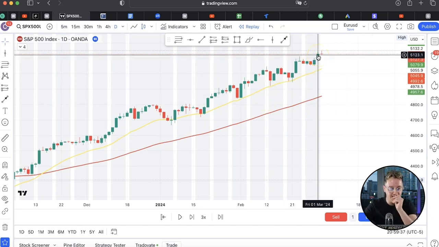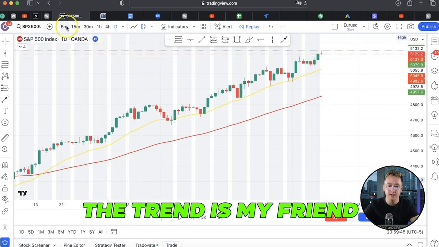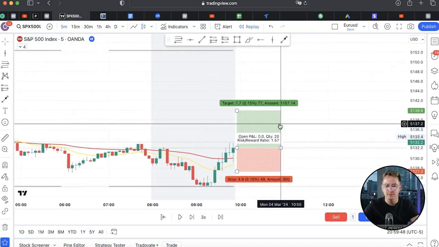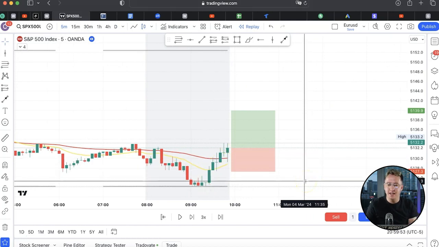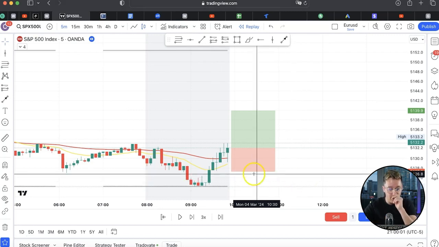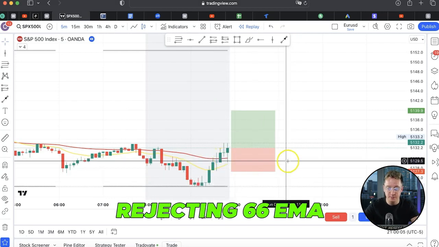So automatically, higher time frames are going to be the most accurate. If I'm looking at the previous daily candle and it's bullish, the trend is my friend, it's most likely going to keep going up. So what I can do on these lower time frames is find a candle or some type of setup that is in confluence with my bias for the day. Bullish. So now I have this spinning top rejecting our 66 EMA.